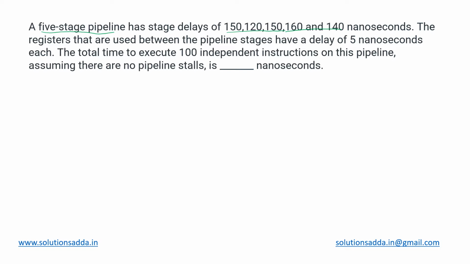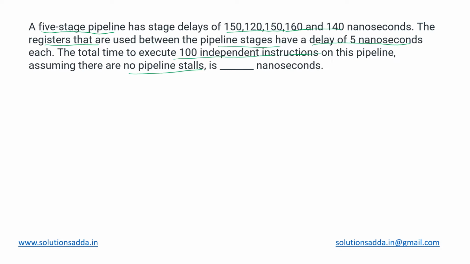And it is having registers that are used between the stages, and each of them has a delay of 5 nanoseconds. So this will involve our buffer delay. And we have to execute 100 independent instructions on this pipeline processor such that there are no stalls involved. So in this scenario, what will be the total estimated execution time for these processes that has to be evaluated?